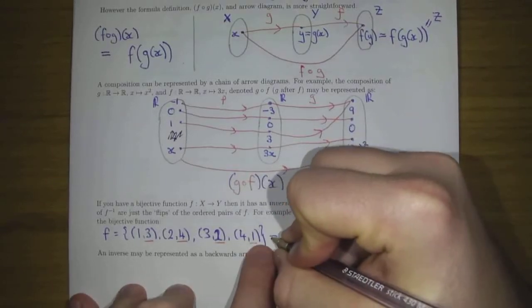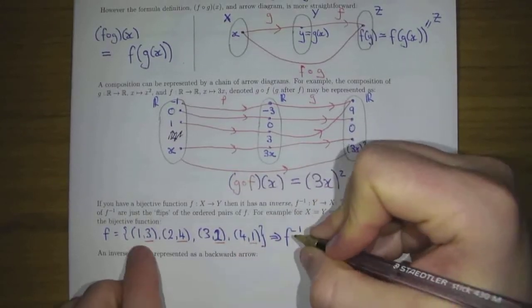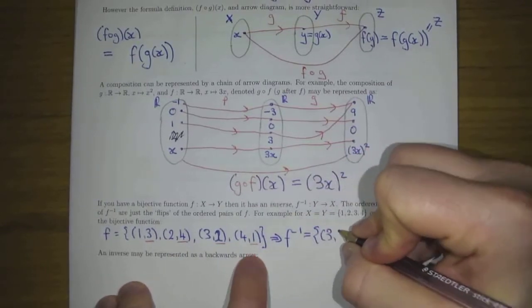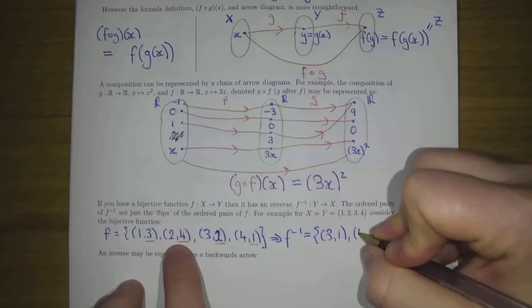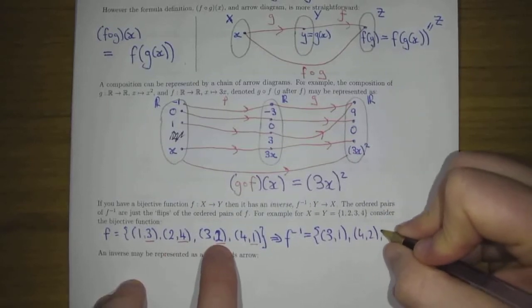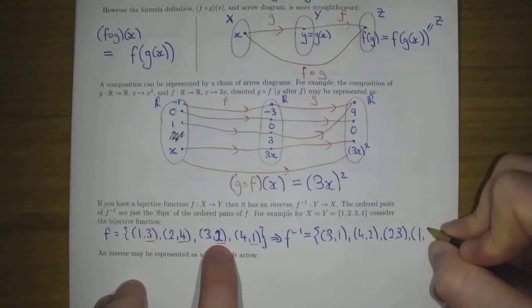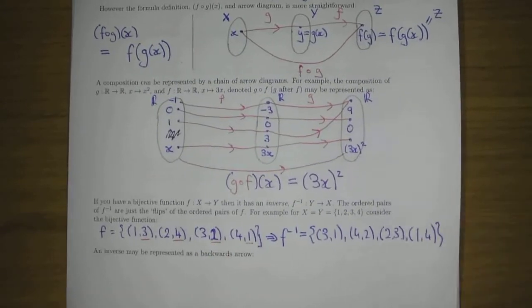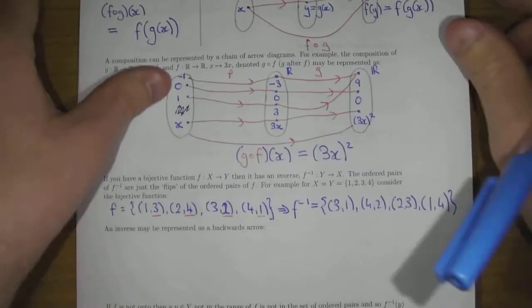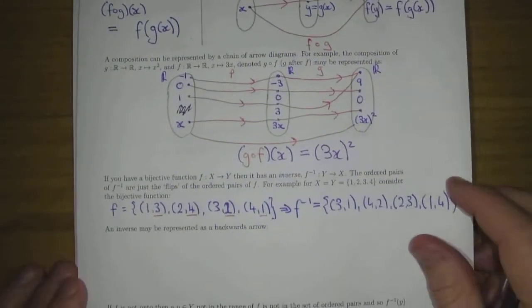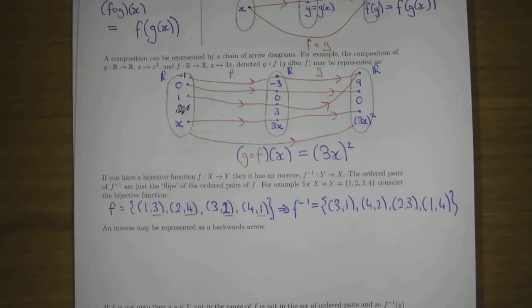And the inverse, you just flip these around. So 3 is sent to 1, so you flip that around. 4 is sent to 2. 2 is sent to 3. And 1 is sent to 4. Okay. We're going to see later on issues with if it isn't 1-to-1 or if it isn't onto, that you can't get an inverse.